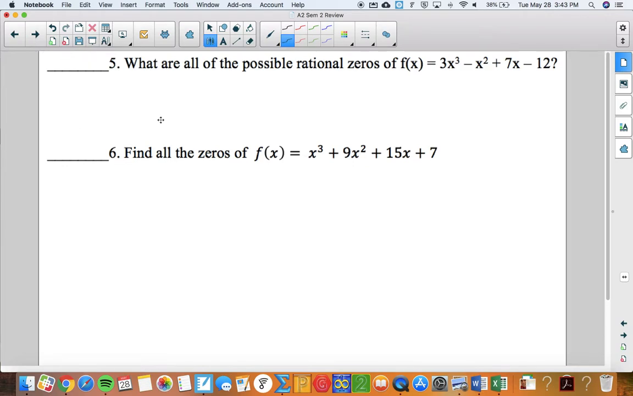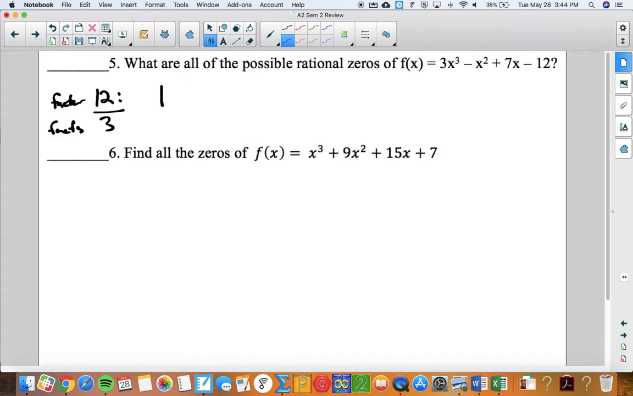What are all the possible rational zeros in this expression? We're going to take the factors of our last term, our constant, and divide it by all of the factors of our leading coefficient. So factors of 12 divided by factors of 3.